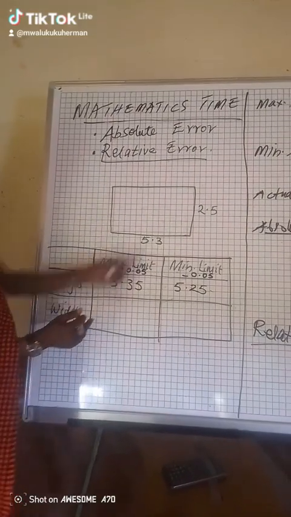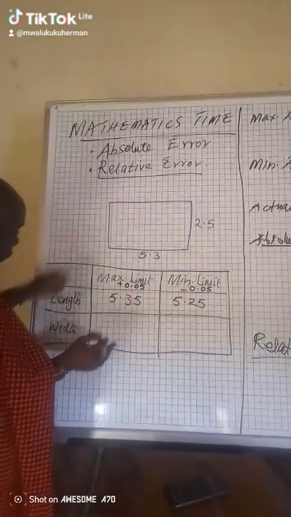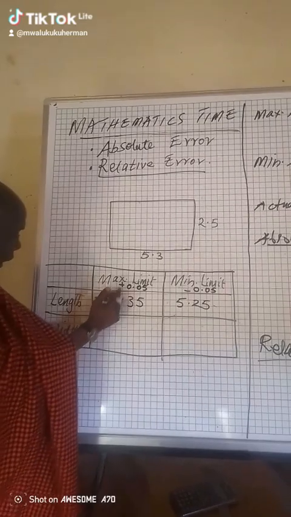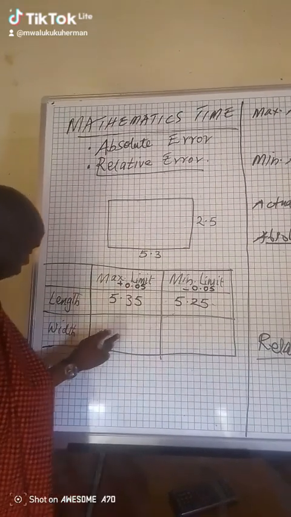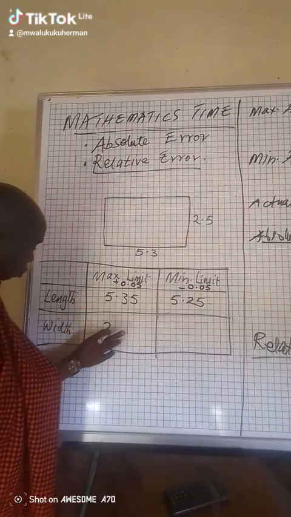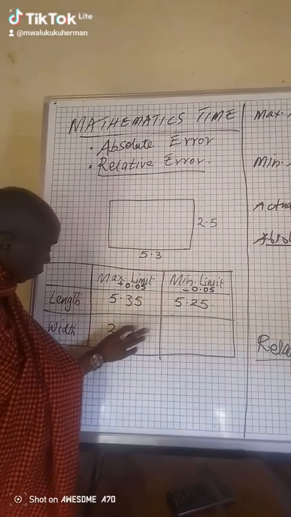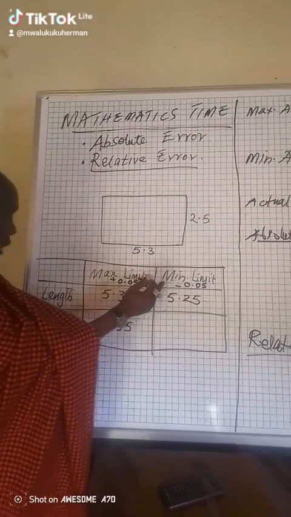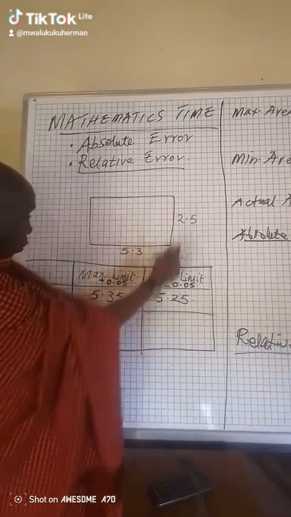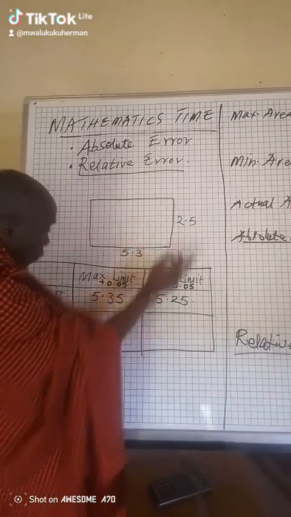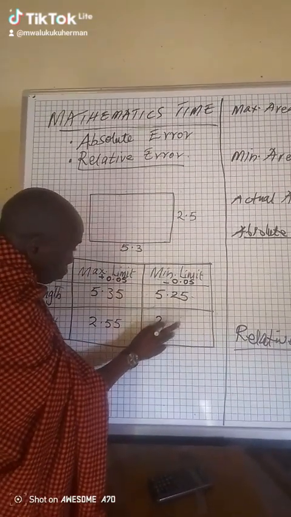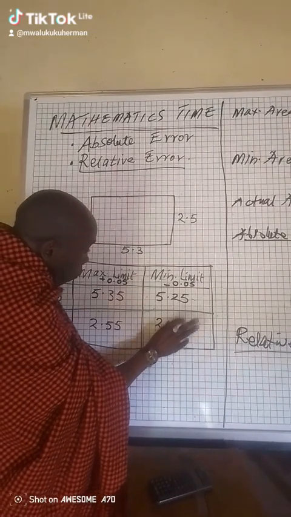We do the same with the width, which is 2.5. The maximum, we are adding 0.05, and we get 2.55. And to get the minimum limit, we subtract 0.05, we get 2.45.